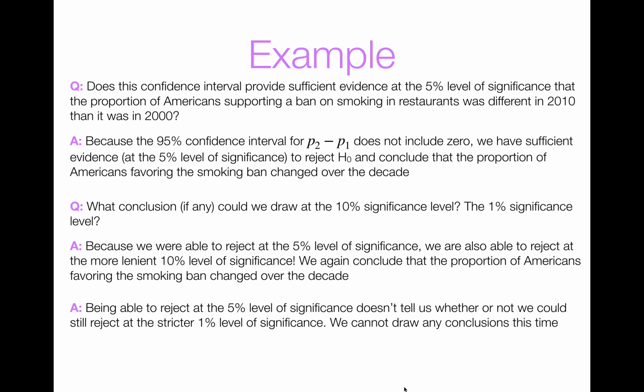But what about for the 1% level? Well, we were able to reject at the 5% level, but that doesn't guarantee that we would be able to reject at the stricter 1% level, because now we're dealing with 1% significance, 99% confidence. The original statement that we had was not that strong, so here we cannot draw any conclusions. So this is just to show how we would make this connection between a confidence interval and a hypothesis test, and how we could extend this to other confidence levels, but we do need to be careful.